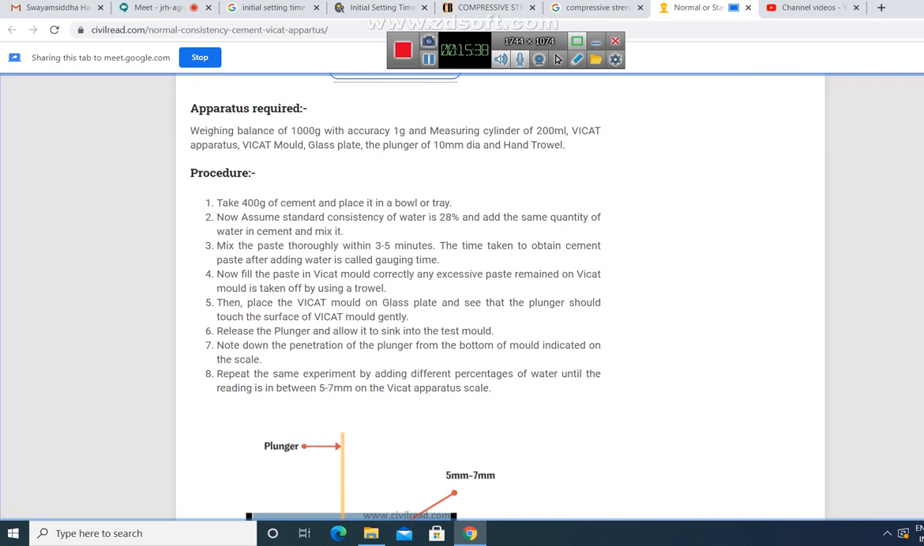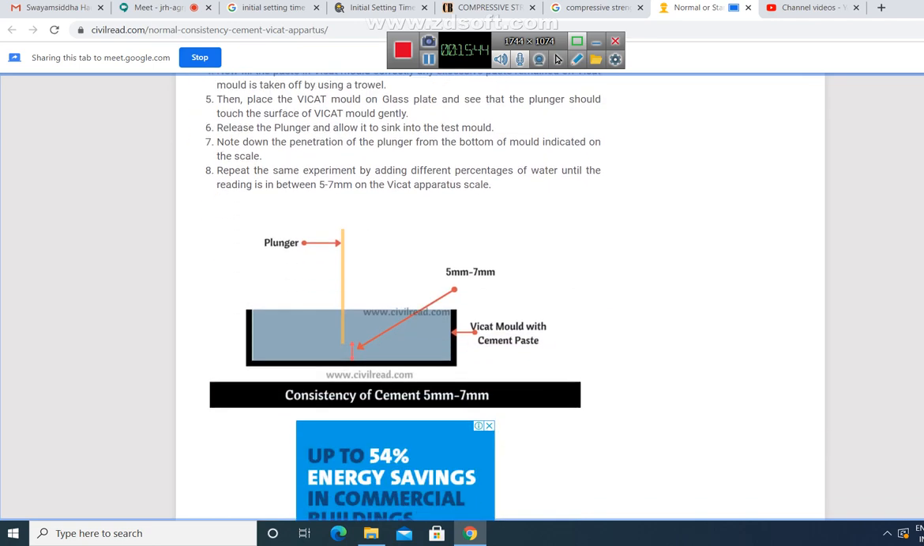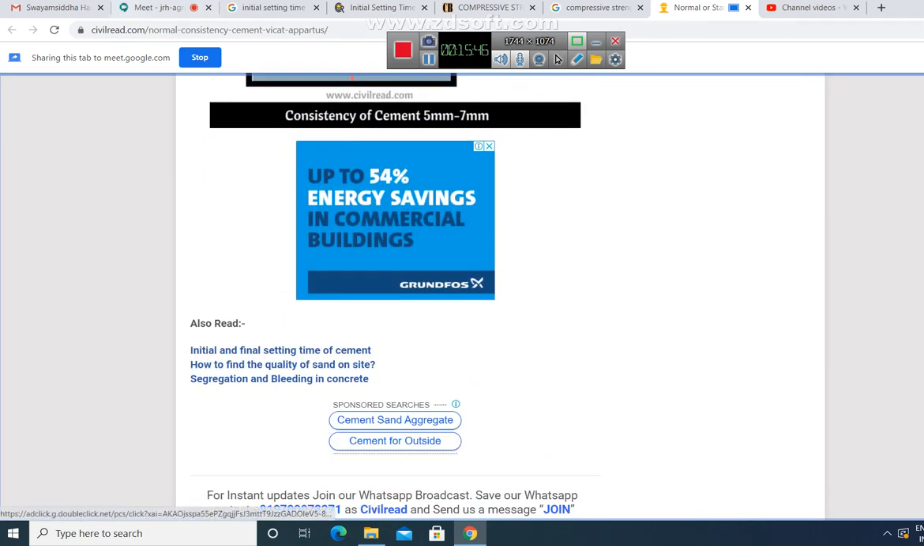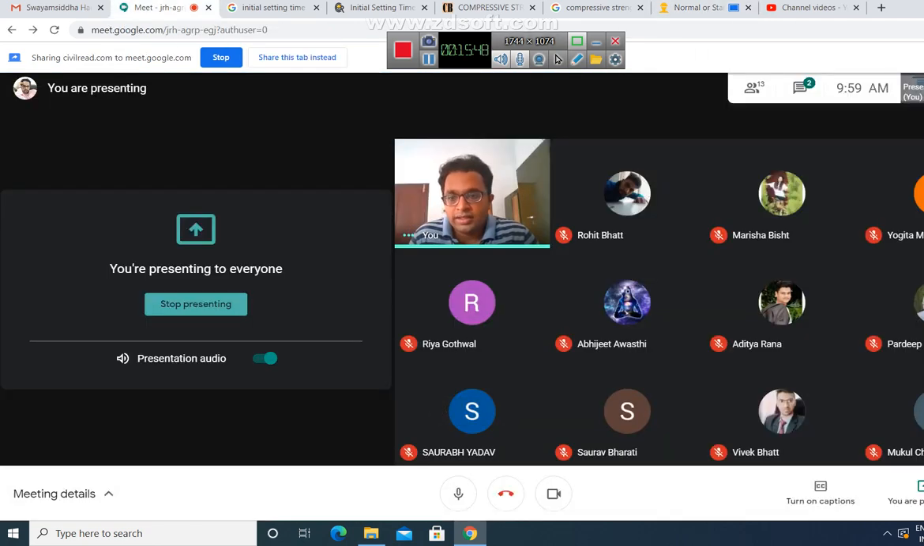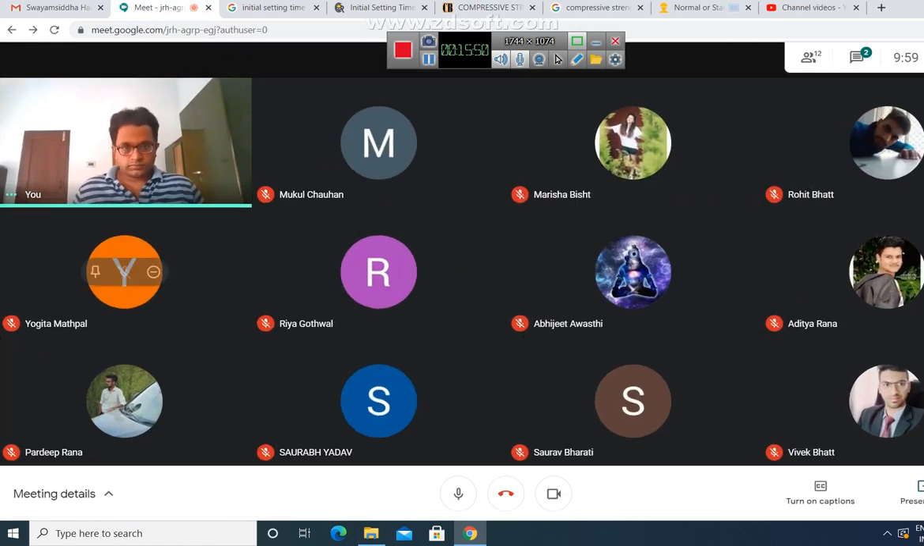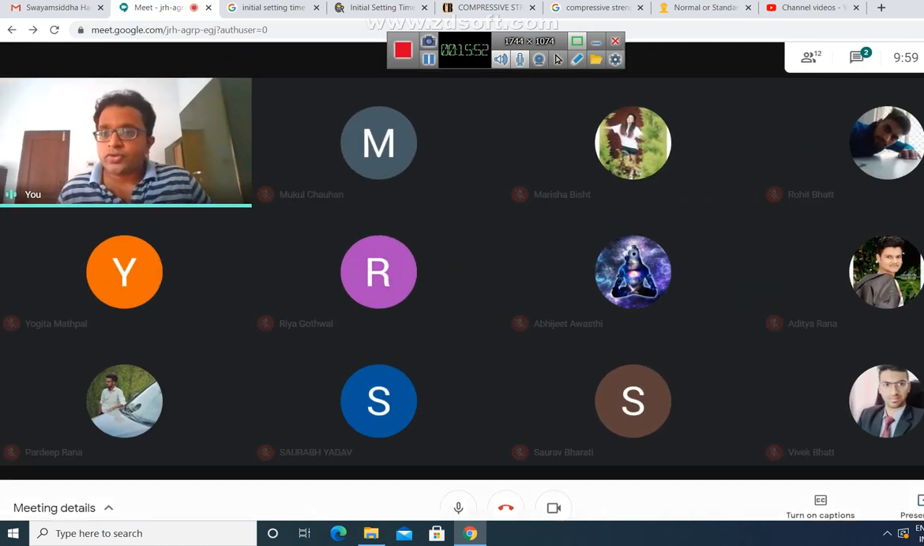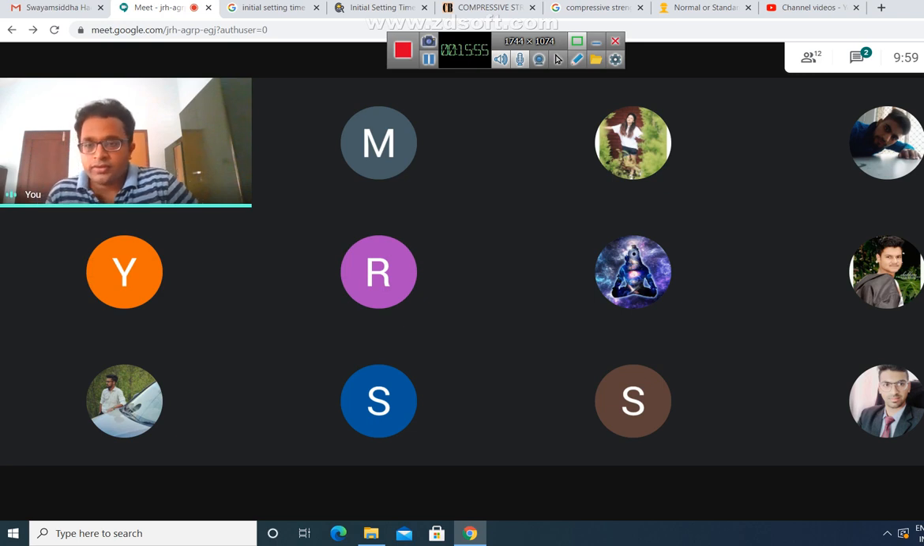Now repeat the same experiment by adding different percentages of water until the reading is between 5 to 7 mm on the Vicat apparatus scale. Is it clear to you? There is one apparatus known as the Vicat apparatus. The Vicat apparatus is used for determining the standard consistency of cement.